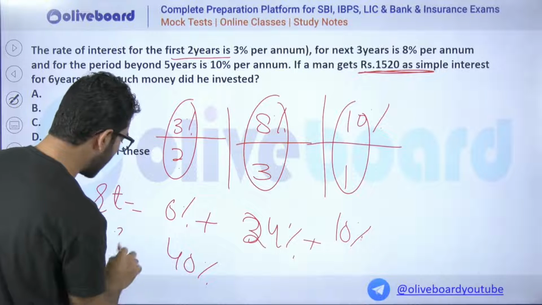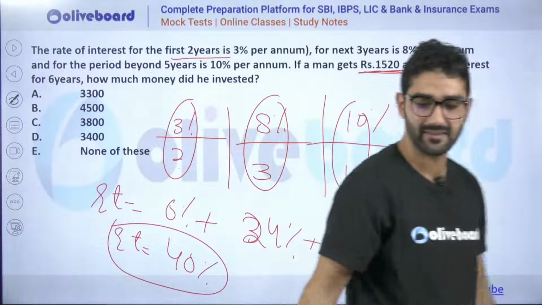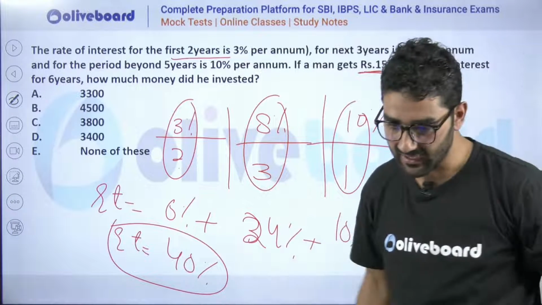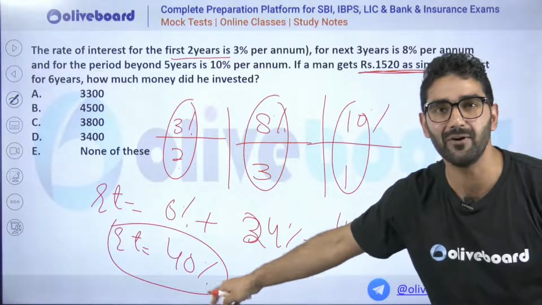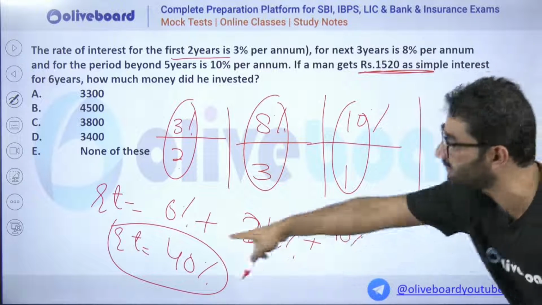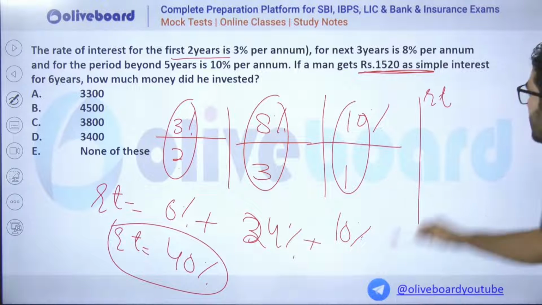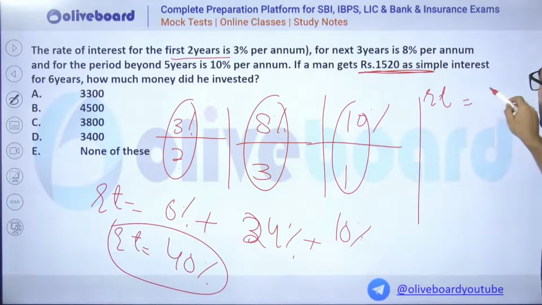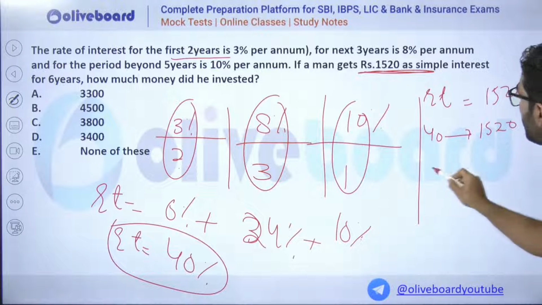We have been given that R into T is 40%. Yes, my dear, that is quite great. You got that RT is nothing but 40%, and RT is nothing but simple interest in percentile. So 40 percentile is how much? 15200.